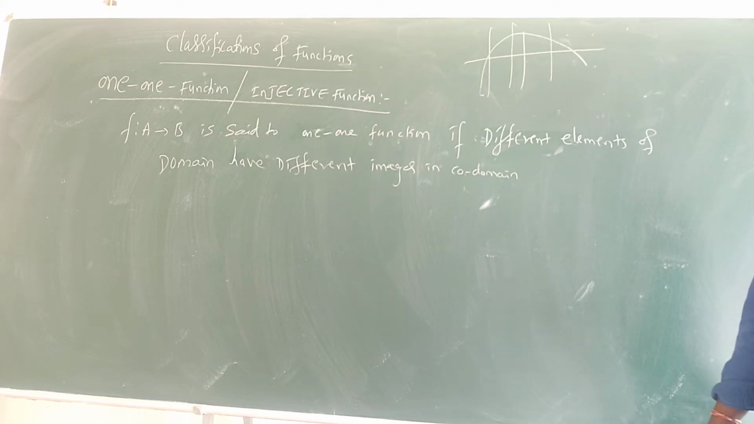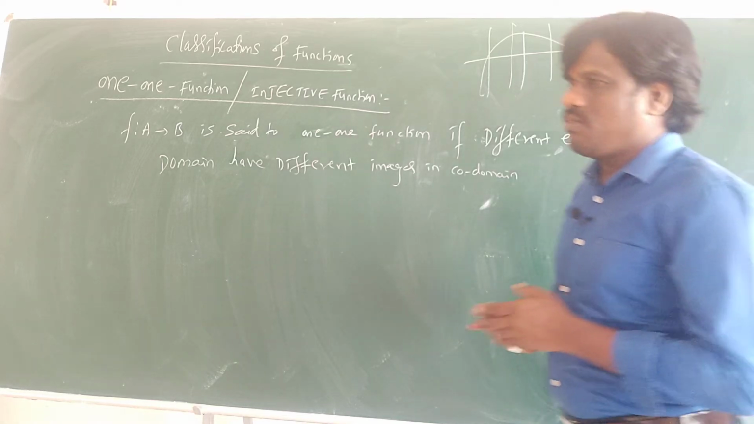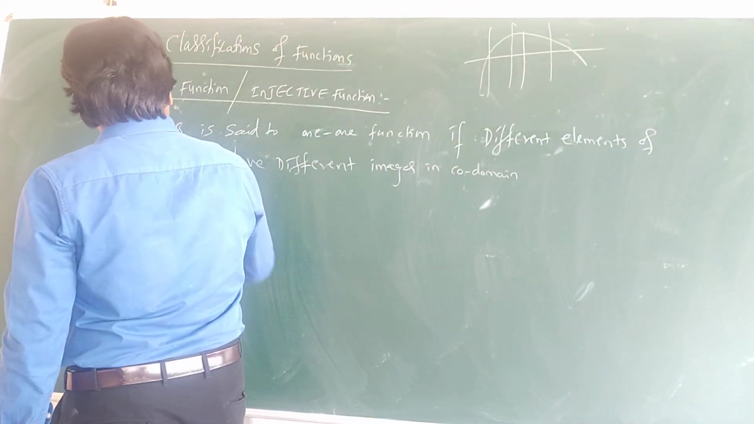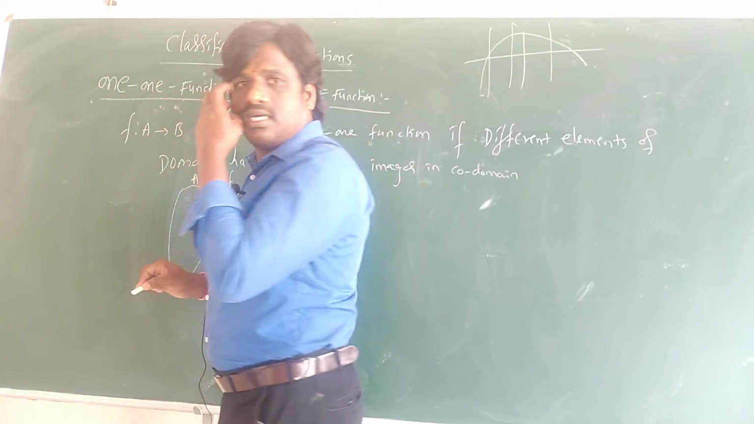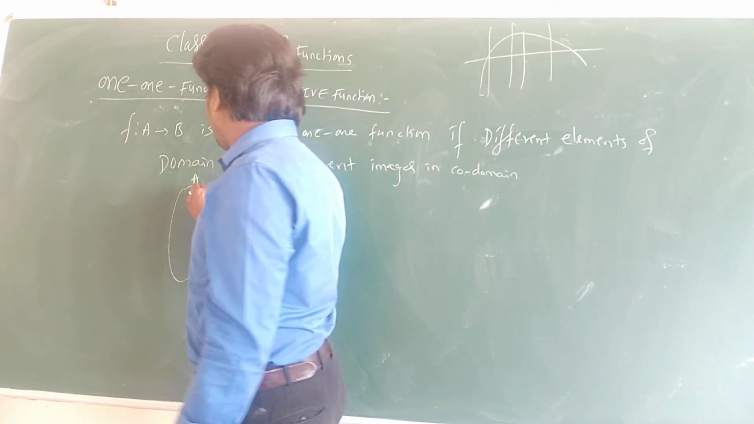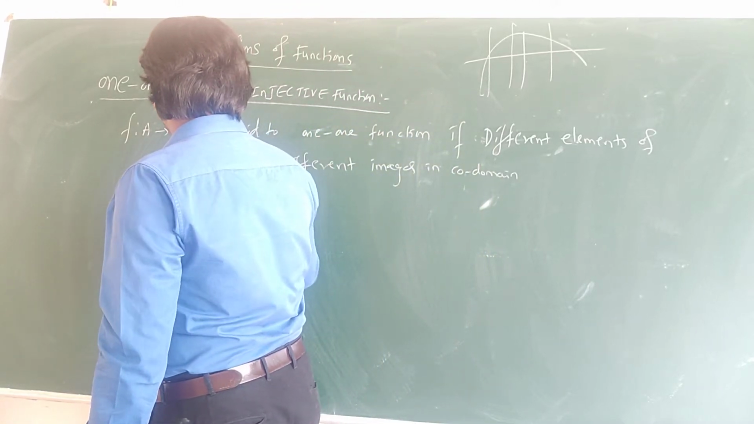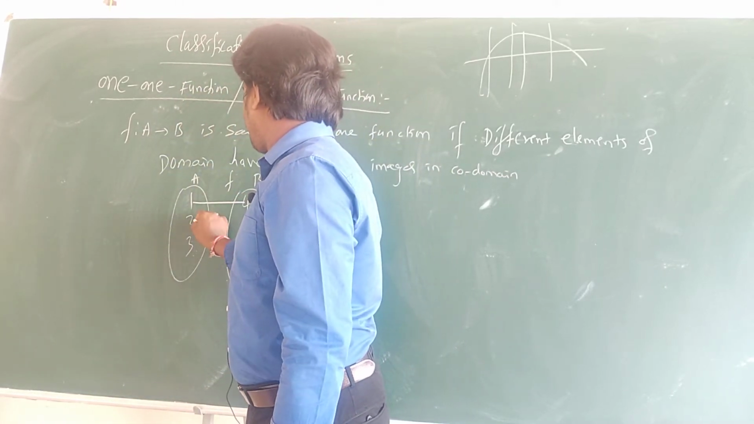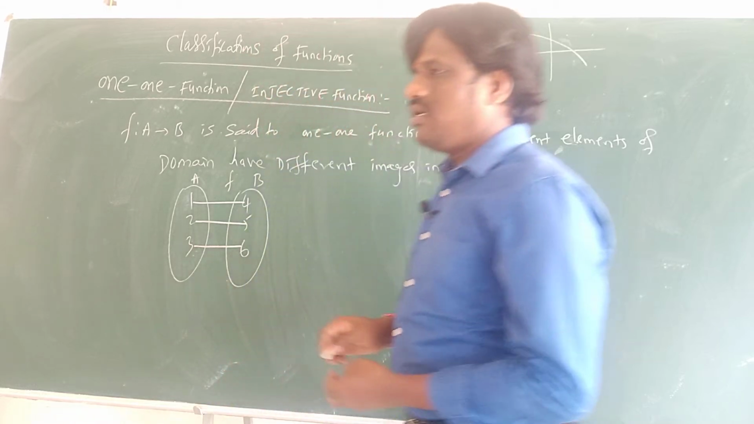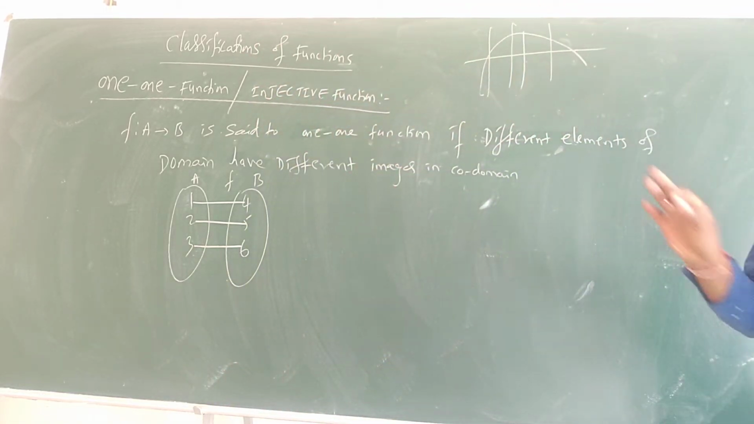A function from A to B is said to be one-one if different elements of domain have different images in codomain. So such a function is called a one-one function. What is the meaning of this? See here, you have sets A and B. A has elements 1, 2, 3, and here you have 4, 5, 6. 1 is mapped to 4, 2 is mapped to 5, 3 is mapped to 6. So different elements in domain have different images in codomain. So such a function is called a one-one function.